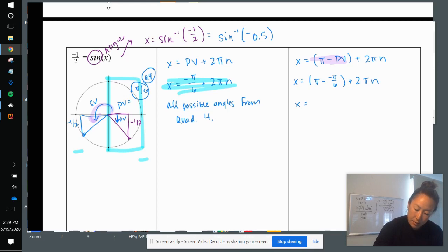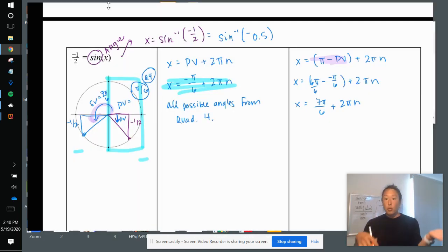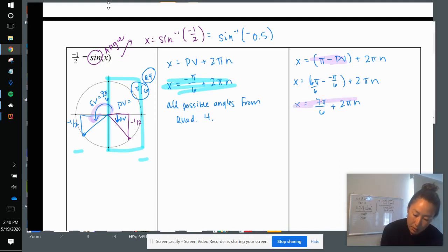And x is going to be equal to, let's see, 6 over 6 plus pi over 6 gives me 7 pi over 6, or I'm thinking it's one wedge past the x-axis, plus 2 pi n. So you can see right here, the secondary value is 7 pi over 6, which makes sense. It's in the third quadrant. We're good to go. The 2 pi n, remember that has to do with all of our coterminal angles. So this is all possible angles from quadrant 3. Getting lazy there.